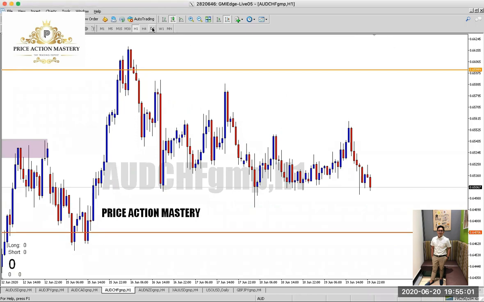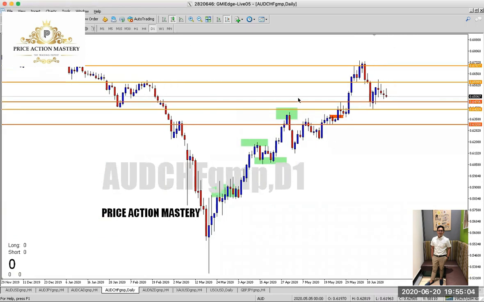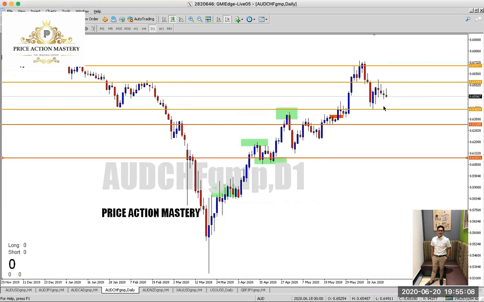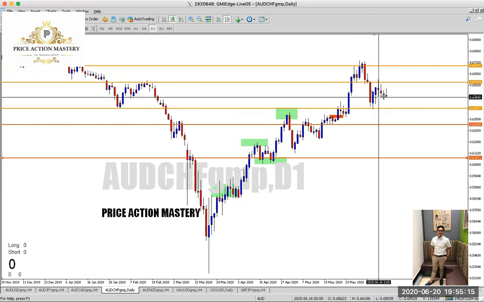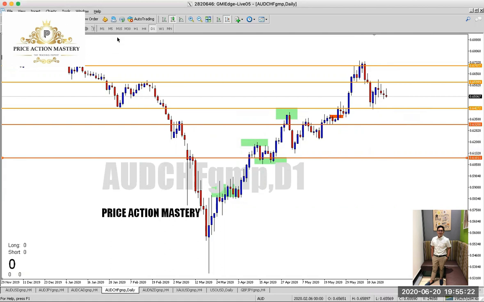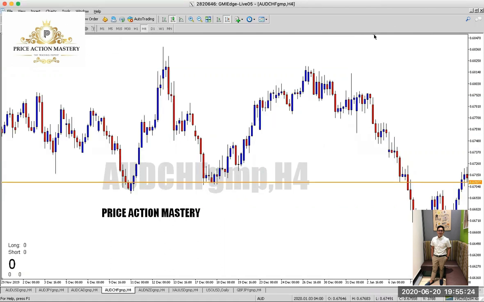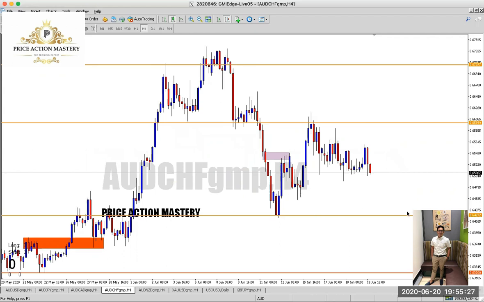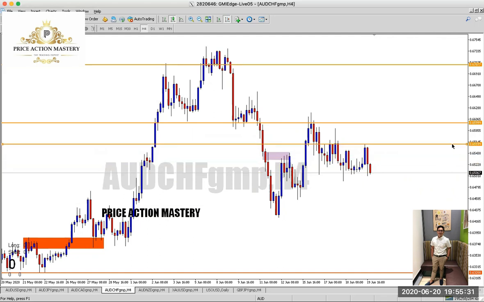For this Aussie Swiss franc, we will focus on sell. We will sell until this level. There's still room, as we can see. Let's say the market sells from this price another 80 pips. If we look into H4, I'll be expecting a pullback first. Let's say the level will be here.